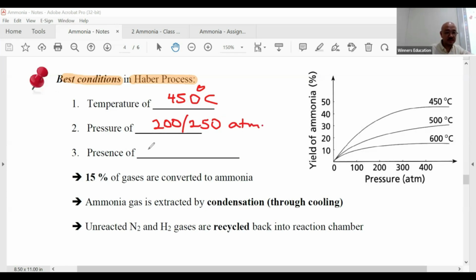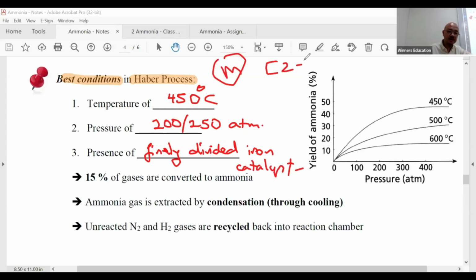Presence of a finely divided iron catalyst. It's just iron, but I put finely divided because of rate of reaction, right? So I play safe: finely divided iron catalyst. Ladies and gentlemen, M for memorize, 2 to 3 marks over here. All the best and good luck to you. These are all the baby things, and they save you a lot of time.